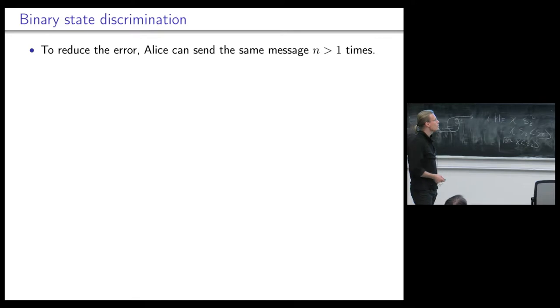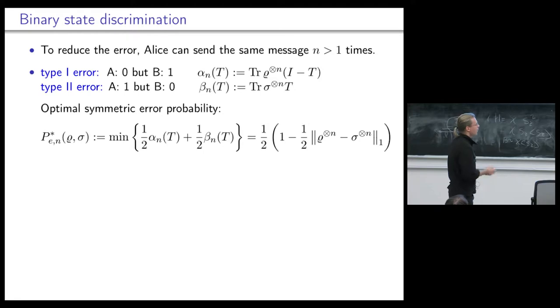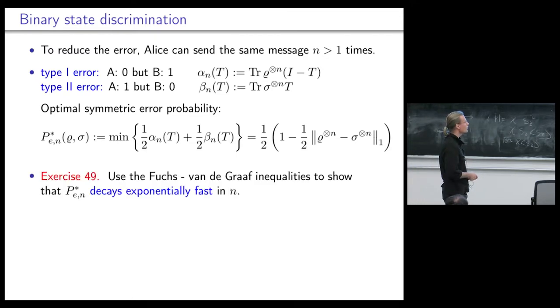And to reduce this error, Alice can follow a very simple strategy: simply send the same message many times, hoping that somehow her message is going to get through. In this case, we just have to modify these expressions for the type 1 and type 2 error, because message 0 is encoded into this state, and message 1 is encoded into this state. And just as before, this optimal error probability can be expressed by this trace norm formula. Okay, so this is hopefully all clear.